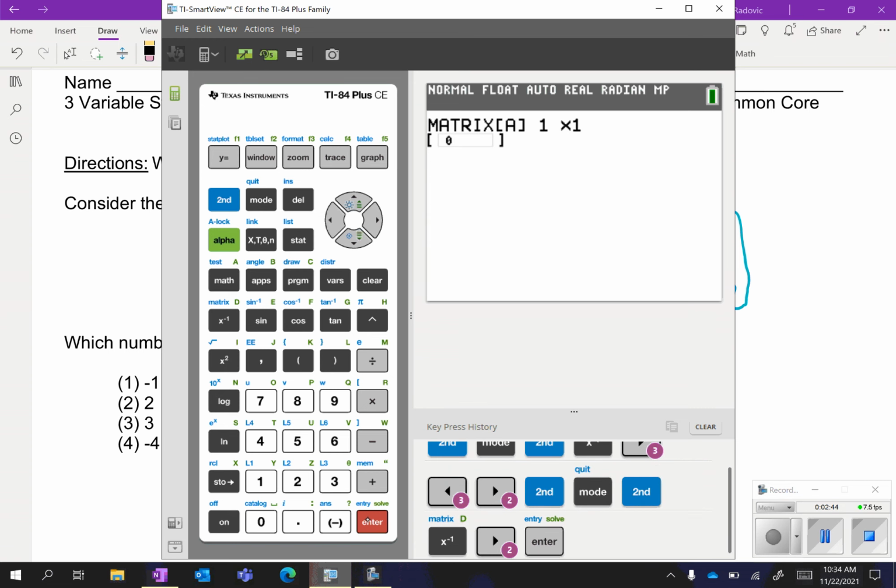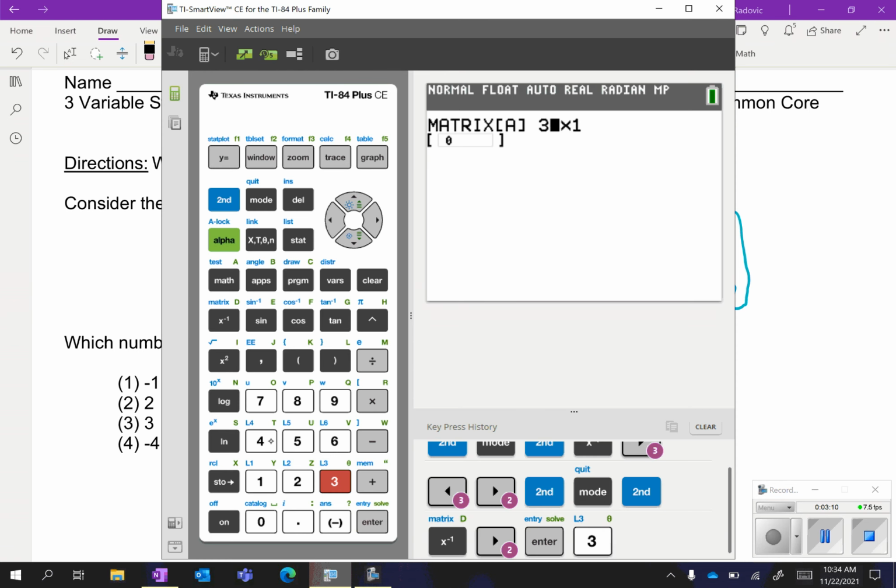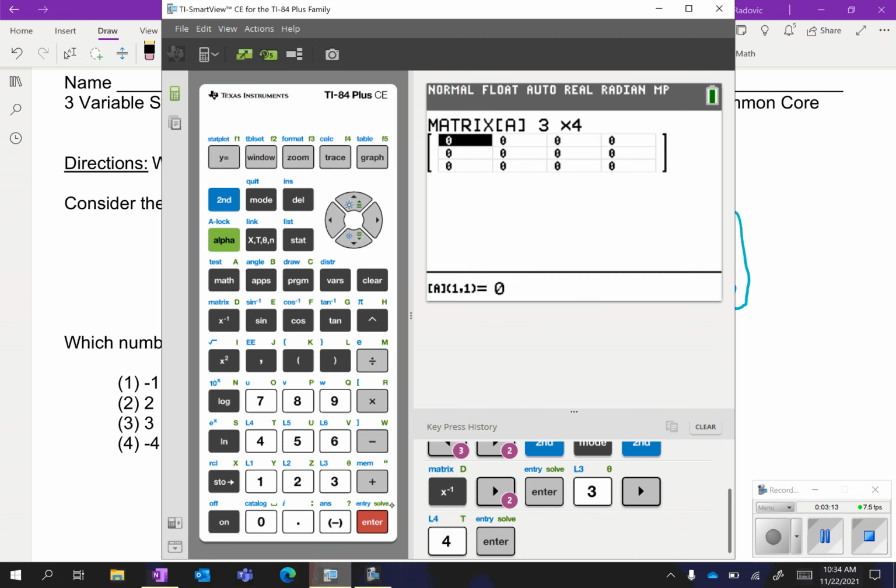And it's going to say 1 by 1. That's actually called the dimensions of your matrix. And dimensions go by how many rows and how many columns you have. Now, I have 3 rows and I have 4 columns. So the dimensions of this matrix are 3 by 4. And if you ever forget, you could just play around with it until you get the right shape that you wanted. But for 3 variable systems, it will always be a 3 by 4 matrix. Once you put it in your calculator, you'll never have to edit the dimensions again, unless you reset your calculator.